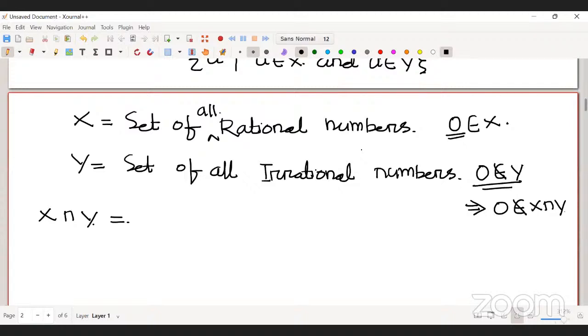To be more precise, if you pick a real number, it has to be either rational or irrational. It cannot be both. So there is no real number which is both rational and irrational. That's why this X intersection Y is an empty set. There is no such number which is both rational and irrational.